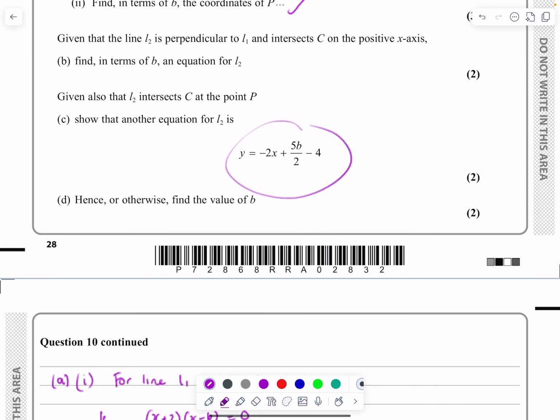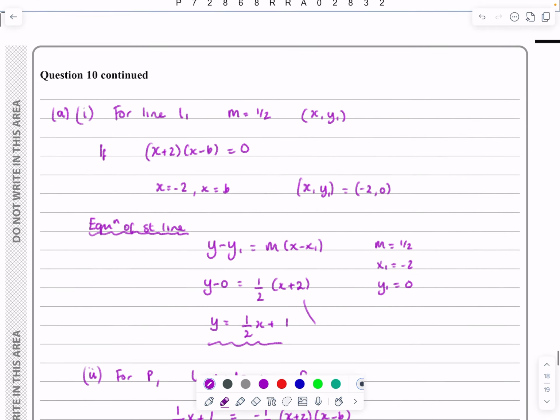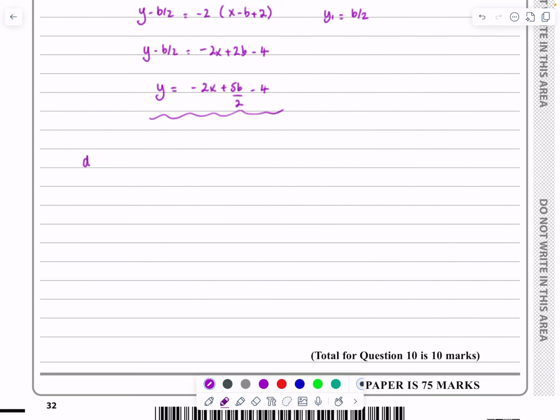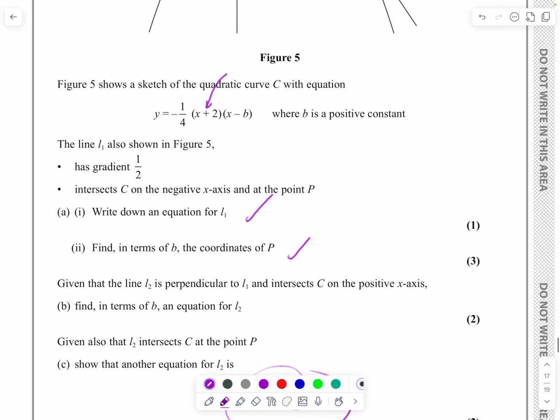And then it says, right, hence or otherwise, find the value of b. Well, we've now got two alternative equations for this straight line. We've got this one here and this one here. So we can just put those two equal to each other for the last part. Part D, if I get that minus 2x plus 2b is equal to minus 2x plus 5b over 2 minus 4, and then we've just got to tidy all that up. So I'm going to get that 2b is equal to 5b over 2 minus 4, which is going to give me, I'll let you work it out, b works out to be equal to 8 when we rearrange all of that.